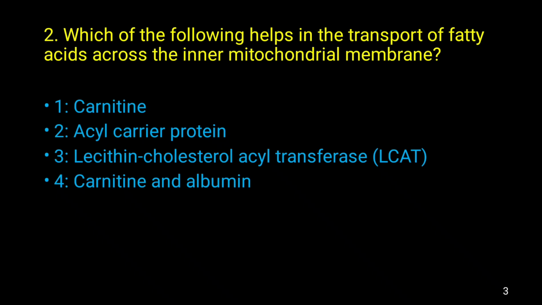Now, what is the full form of CAT? That is carnitine acyl transferase. So the first answer, carnitine, is most likely the right answer. Other options, like acyl carrier protein, are part of fatty acid synthesis, where one component is ACP. ACP means acyl carrier protein, but it is a carrier that does not help in the transportation of fatty acid across the inner mitochondrial membrane.